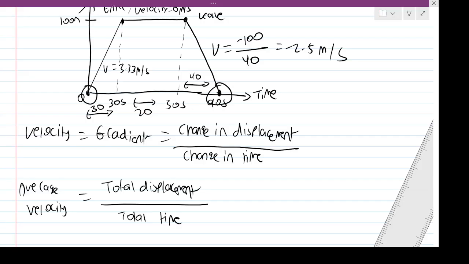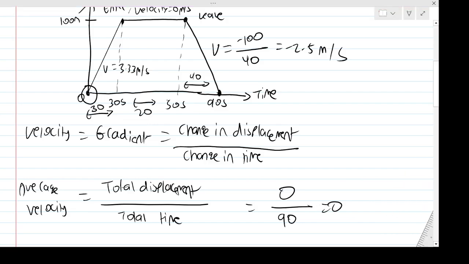Now actually, we start at 0 displacement and we end at 0, which again makes sense because we start at home and then we end at home, right? Well, because there's no difference in displacement, we've gone from 0 to 0, the total displacement is just 0. And then the total time is 90 seconds. Well, 0 over 90 is still 0. So the average velocity is 0 meters per second.